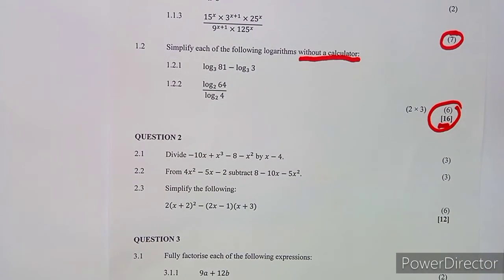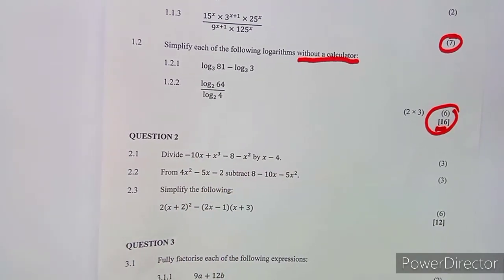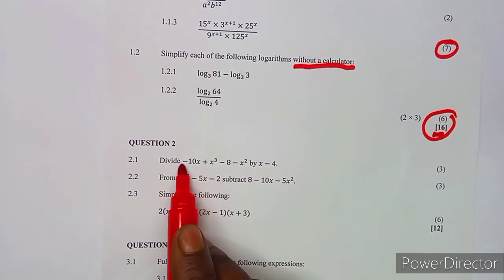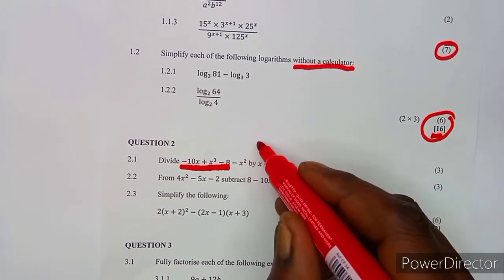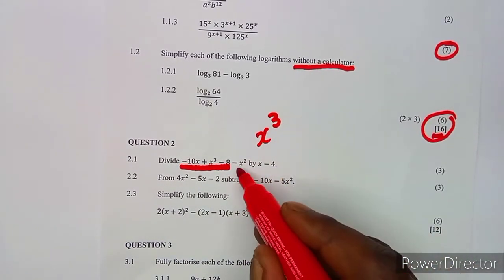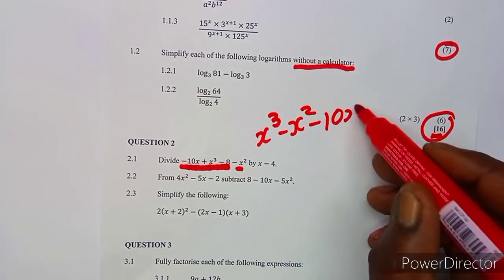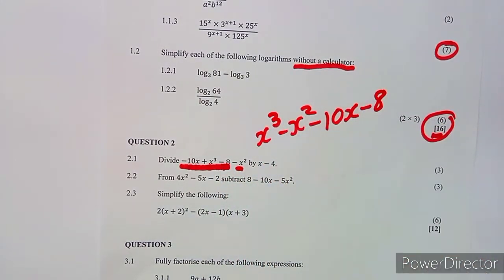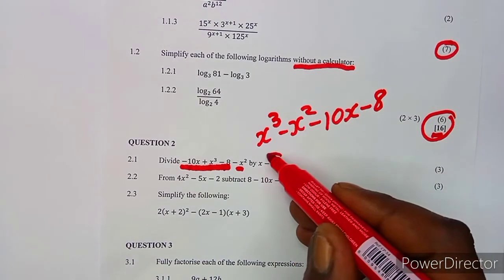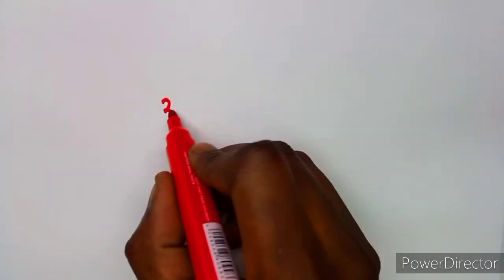All right. Question number 2, divide this part by this. Remember, you have to write this in a proper manner. So you're going to start with x cubed there, followed by minus x squared, followed by minus 10x, followed by minus 8. So you go 3, 2, 1 until a constant. All right, so you are dividing by x minus 4. This is what it is going to look like.